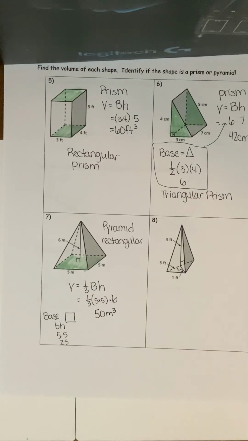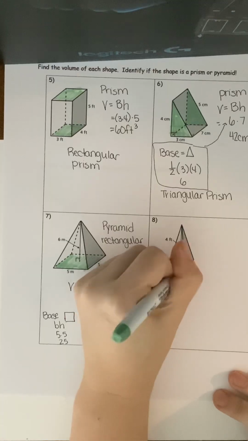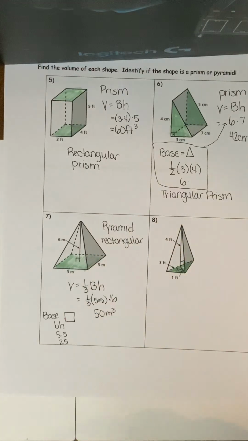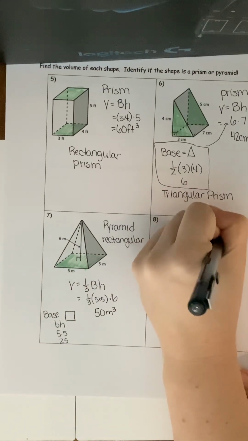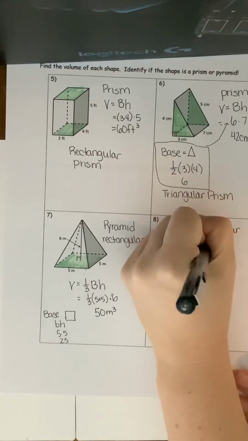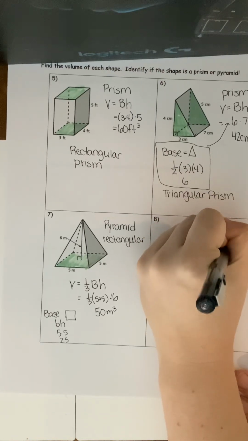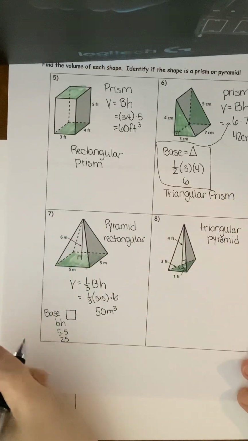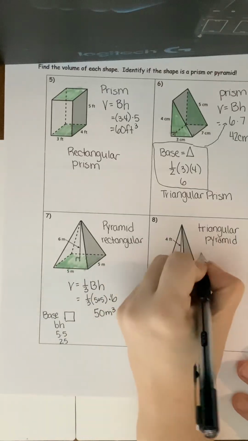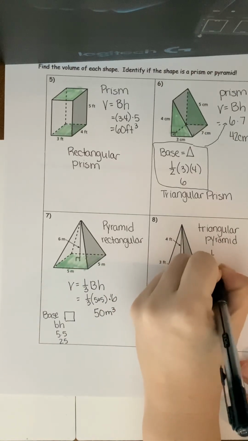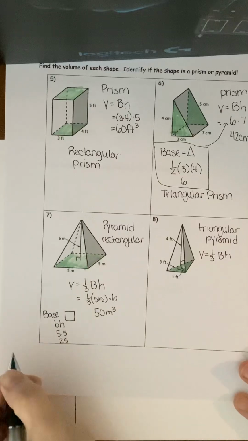All right, moving on. We're going to identify our base here. This is a triangle as our base, so that means we have just 1 base. That means we're going to have a pyramid. So this is going to be a triangular pyramid. All right, so the volume is going to be still the same as the rectangular pyramid. So it's going to be volume equals 1/3 times the area of the base times the height.